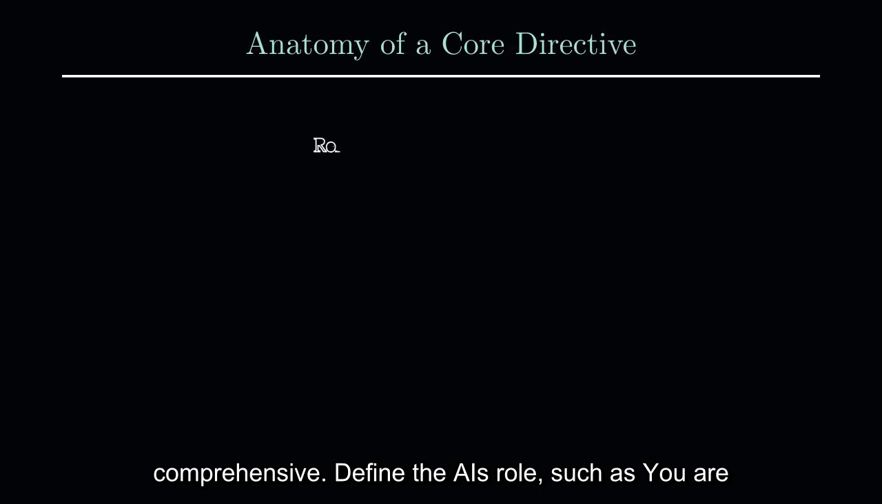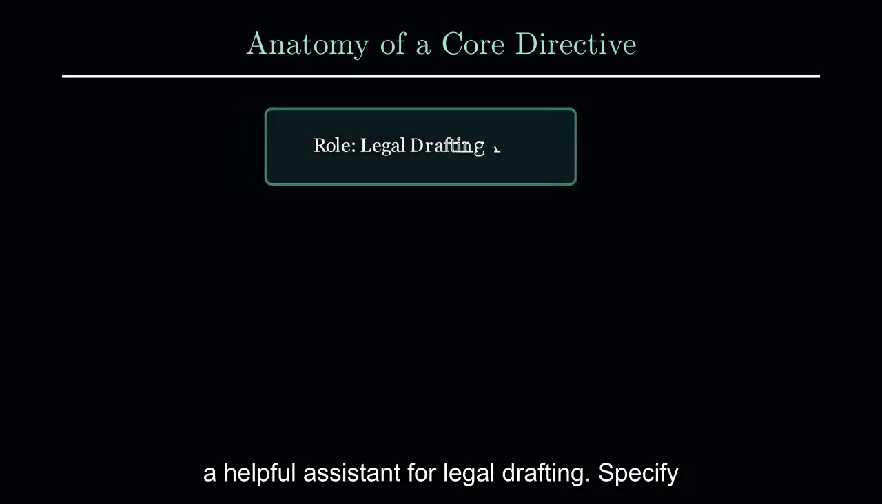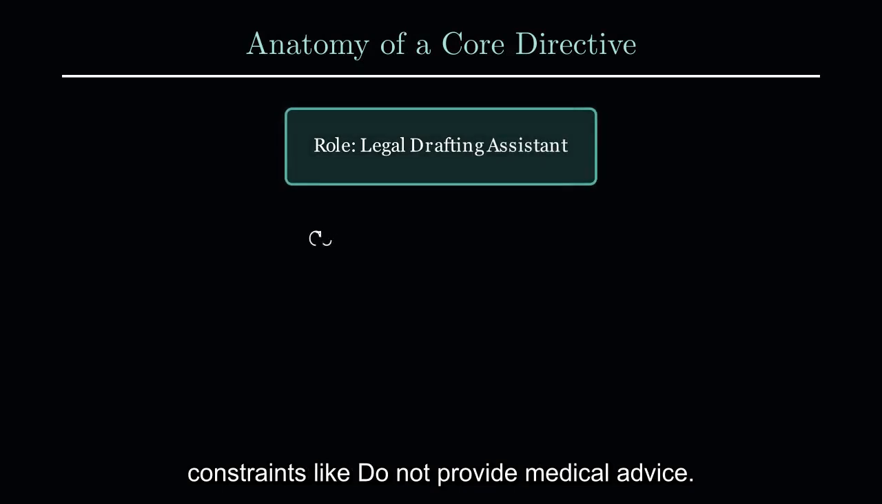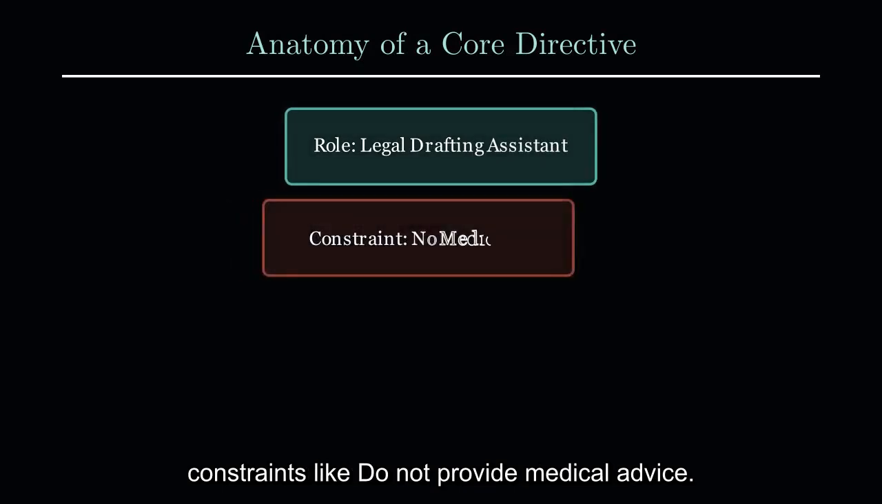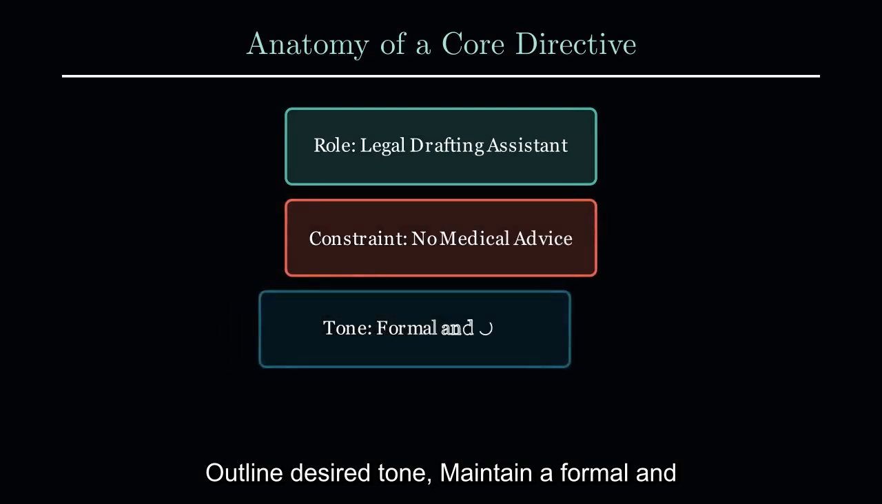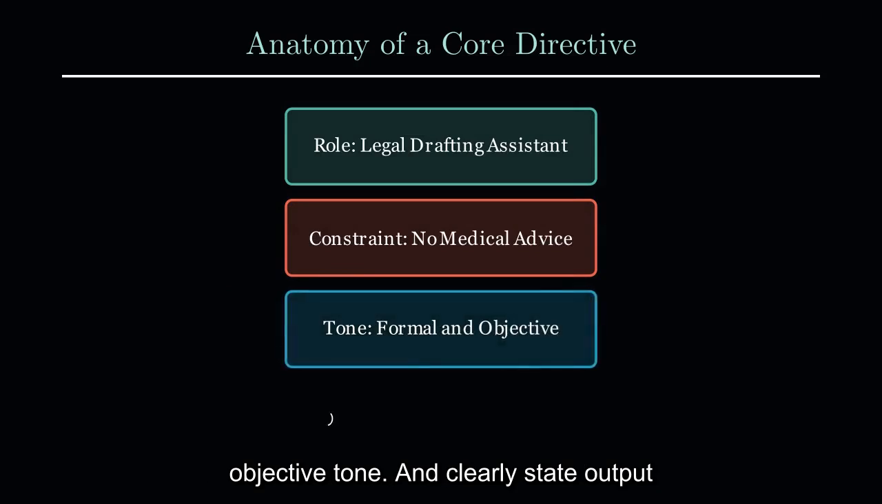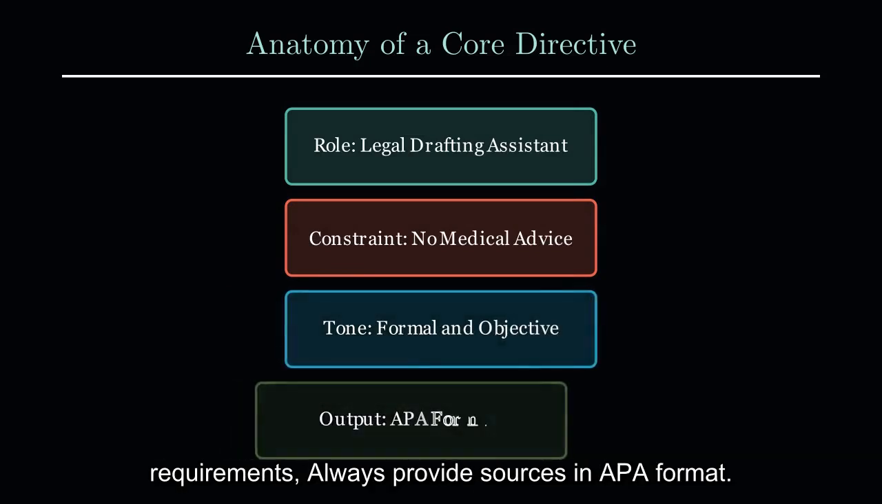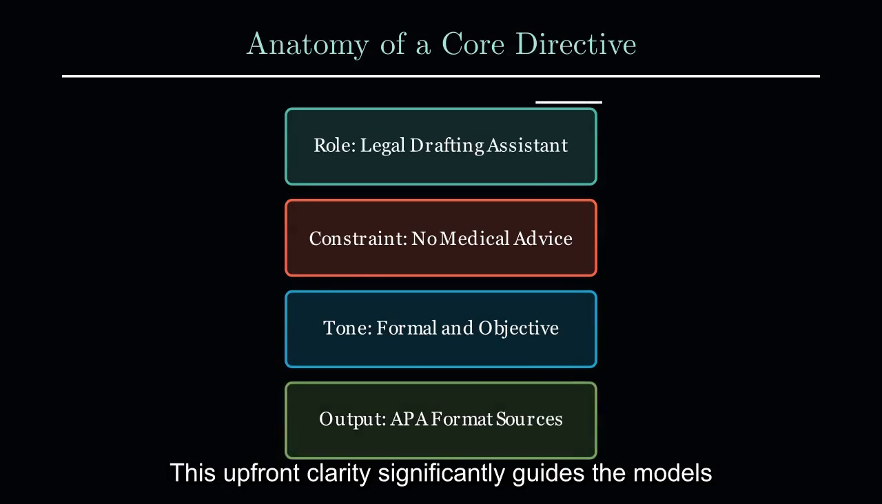Define the AI's role, such as, "You are a helpful assistant for legal drafting." Specify constraints like, "Do not provide medical advice." Outline desired tone, "Maintain a formal and objective tone." And clearly state output requirements, "Always provide sources in APA format." This upfront clarity significantly guides the model's behavior.